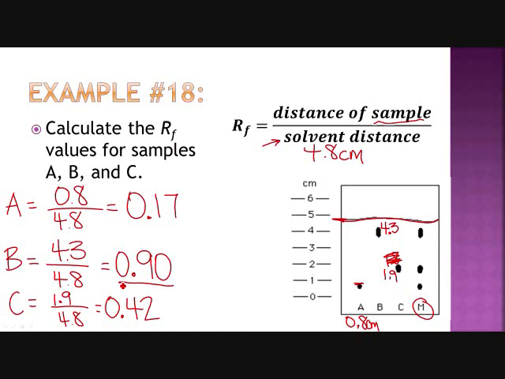So if you have a larger RF value, it's more attractive to the solvent, and that's what allows it to travel higher. But if it has a very small RF value, then that means it's more attractive to the paper, and so the paper holds it at a lower spot compared to the rest of the solvent. Okay? The math should be pretty simple and straightforward, just the concept behind it is a little difficult for some people.